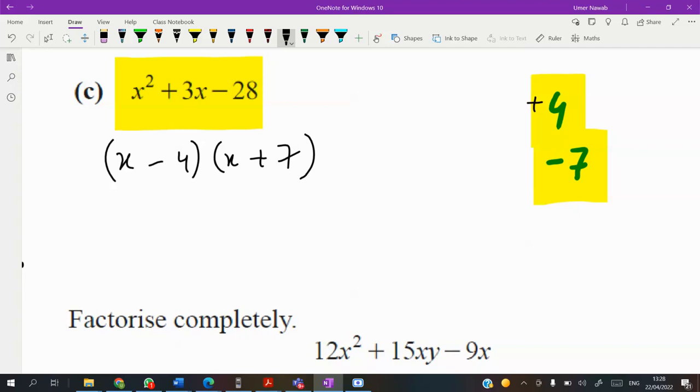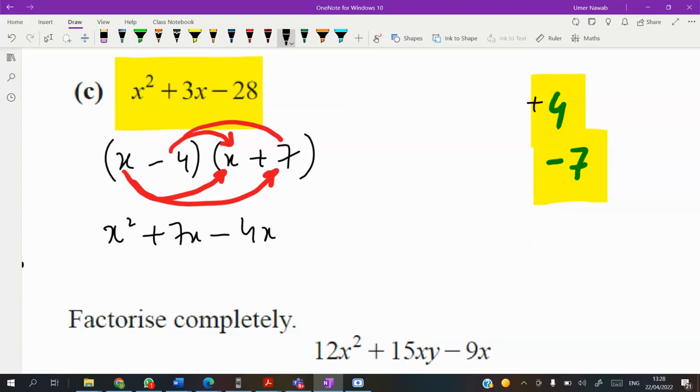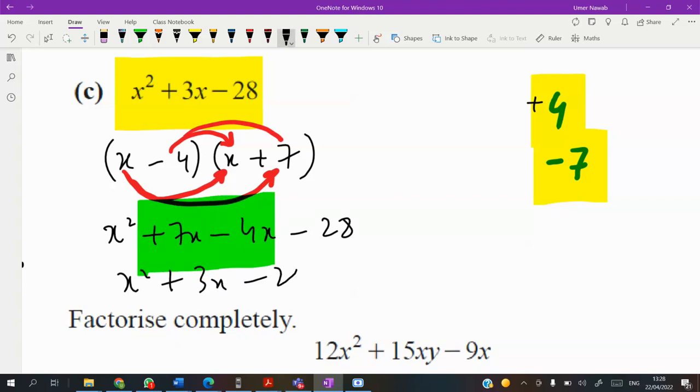Definitely students will be curious: you wrote the two factors, how do you know that your factors are right? If you want to check your work, you can multiply them. You know how to do the expansion. So I'm just doing the expansion: x squared plus 7x minus 4x and minus 28. x squared, 7 minus 4, it is 3. So check that.